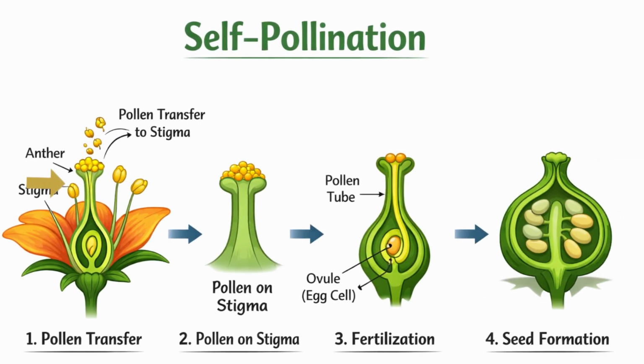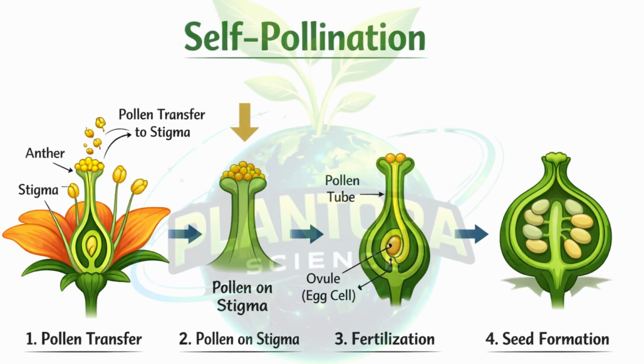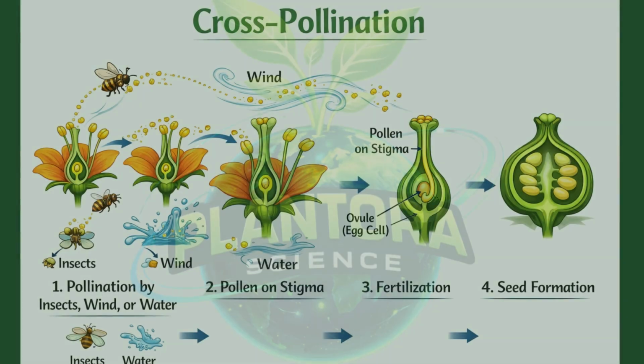Self-pollination occurs when pollen from the anther is transferred to the stigma of the same flower or another flower on the same plant. It usually happens in plants that have both male and female parts in one flower. This type of pollination is simple and does not depend much on external agents.